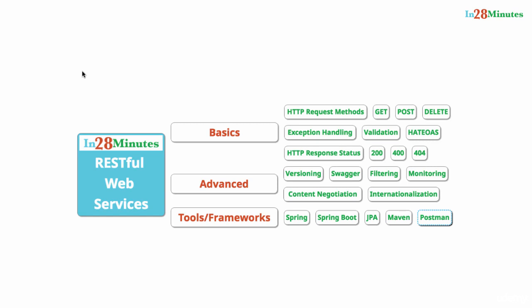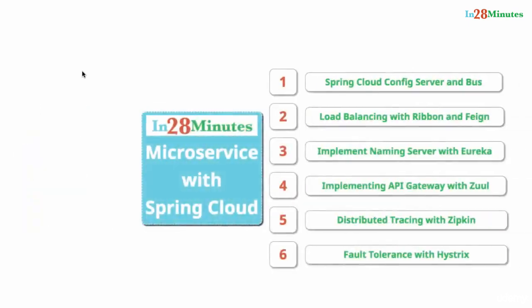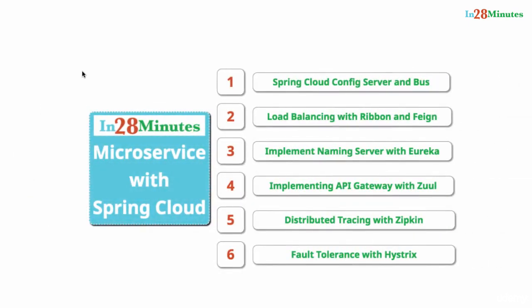How do you version them? How do you implement filtering? How do you monitor your RESTful web services? And we would also talk about content negotiation and internationalization. The frameworks which we would be using in this part of the course are Spring, Spring Boot, JPA, Maven, and Postman.